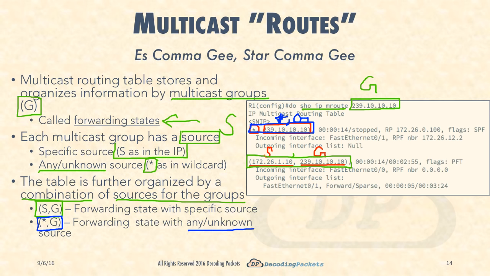Again, if this is not gelling just yet, just remember, if you look at a multicast route, you're going to see some sort of S, G. Either it's going to be a star, G or a defined IP, but you should expect to see for every group more than one or two of these types of entries. This is how the multicast routing table is really organized.